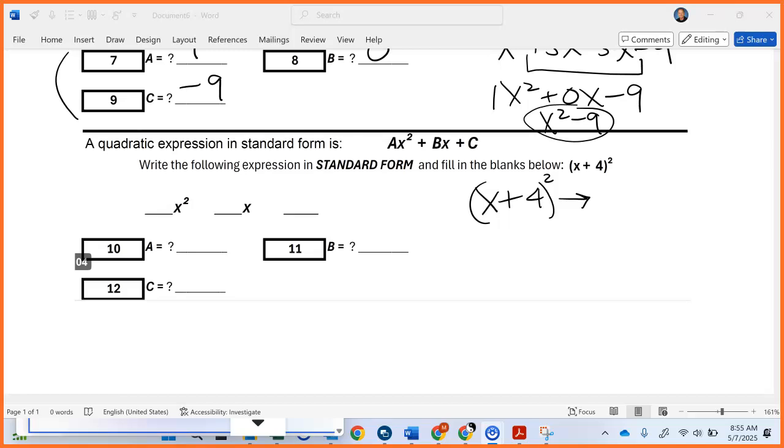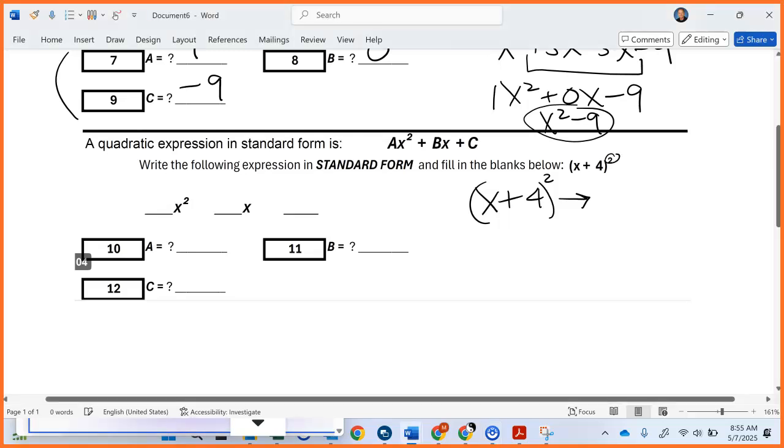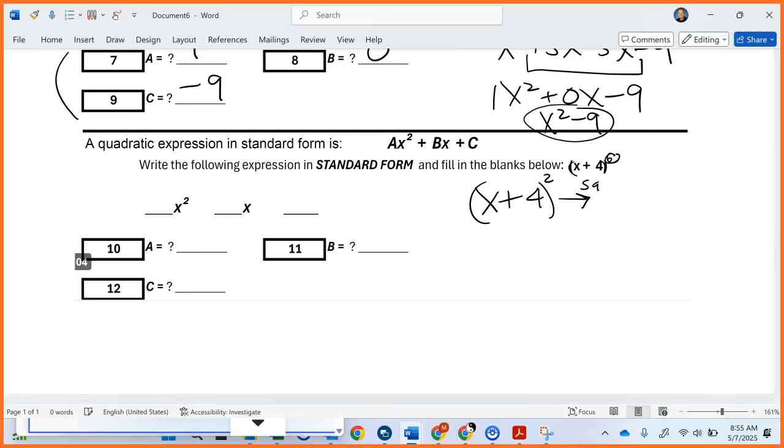Sometimes people get confused. They're not sure what to do because now we have a square. We only have one parenthesis and a square. Well, that is the same. That's the same as what? Remember, when you have x squared, that's the same as x times x, correct? The same thing times the same thing. That's all that square is. So here we're going to write it like this.